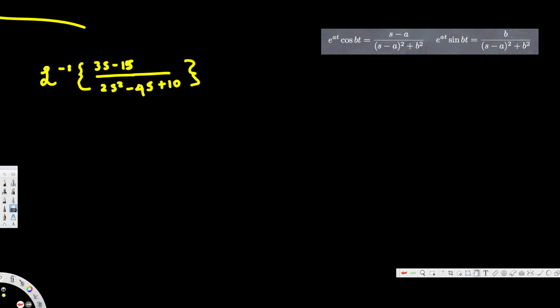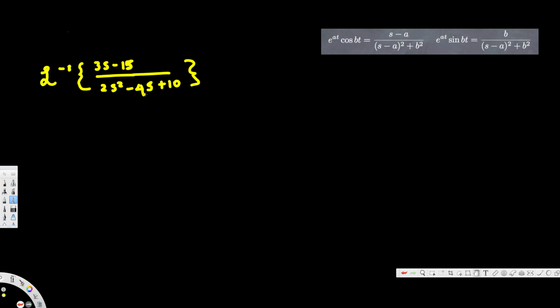In this video we are going to see an example of inverse Laplace transform. Let's look at this problem. Here we have the function provided: (3s - 15) over (2s² - 4s + 10). Now here we have the quadratic formula in the denominator, but this is not a perfect square, right?